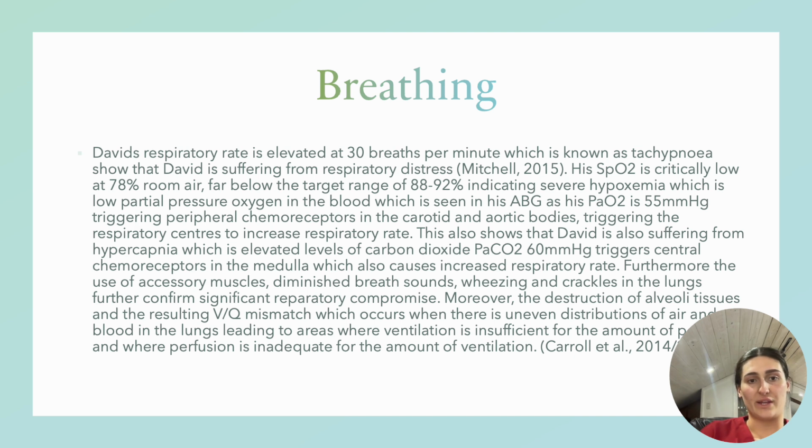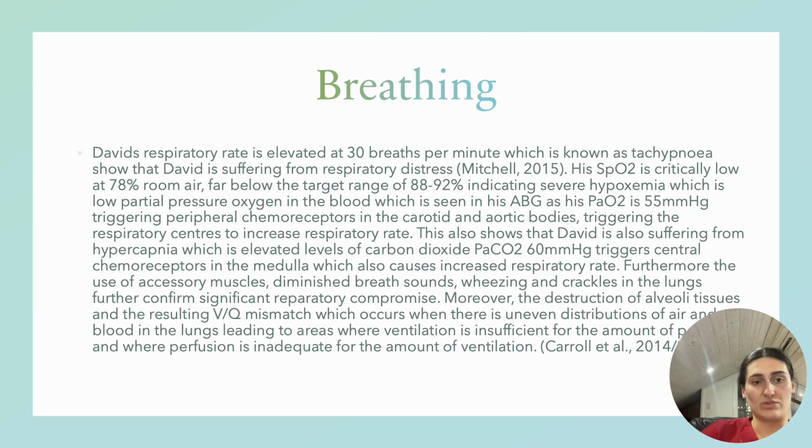David's respiratory rate is elevated at 30 breaths per minute, which is known as tachypnea, which shows that David is suffering from respiratory distress. His SpO2 is critically low at 78% on room air, far below the target range of 88 to 92%, indicating severe hypoxemia, which is low partial pressure of oxygen in the blood, which is seen in his ABGs as his PaO2 is 55 mmHg, triggering peripheral chemoreceptors in the carotid and aortic bodies, triggering the respiratory center to increase respiratory rate. This also shows that David is suffering from hypercapnia, which is elevated levels of carbon dioxide. PaCO2, 60 mmHg, triggers central chemoreceptors in the medulla, which also causes increased respiratory rate.